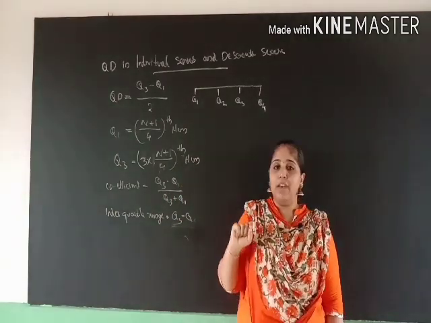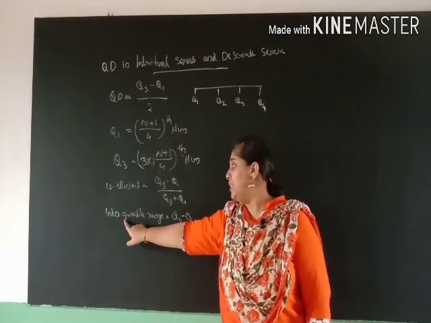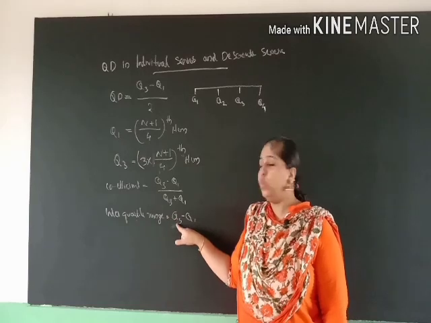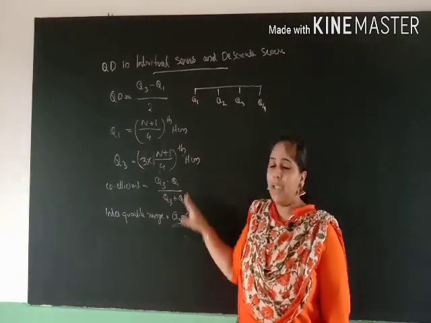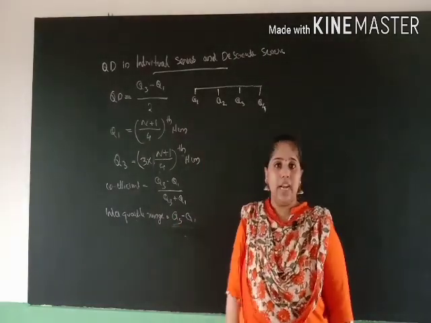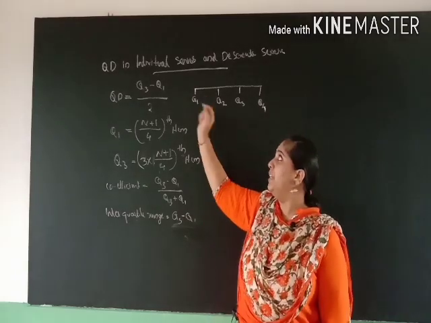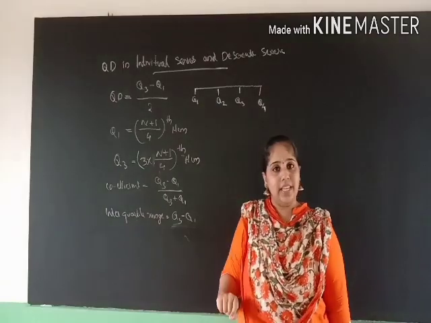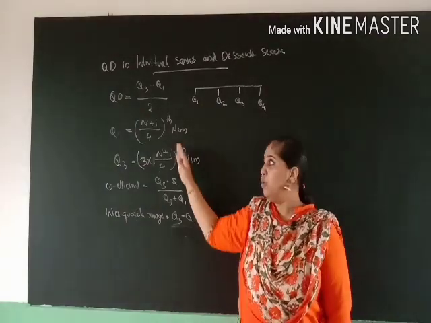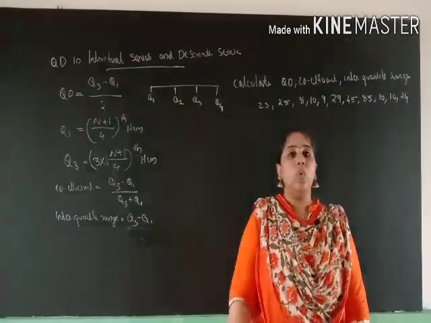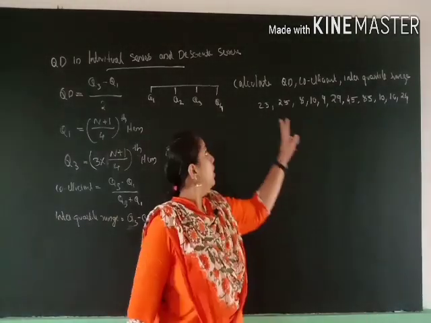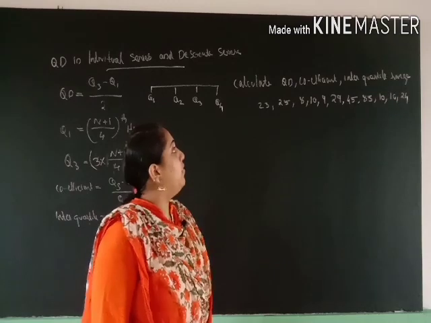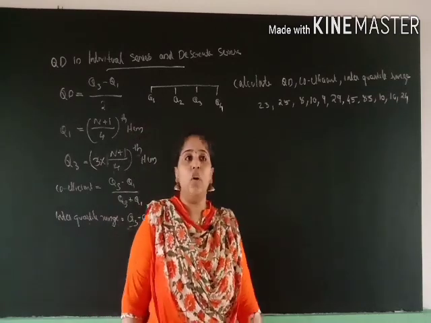And also here we have one more, that is the interquartile range. It can be calculated by Q3 minus Q1. These are the main equations in quartile deviation. We can discuss how to calculate quartile deviation in individual series and discrete series using these formulas. Now we can discuss a problem: calculate quartile deviation, interquartile range and coefficient of quartile deviation.